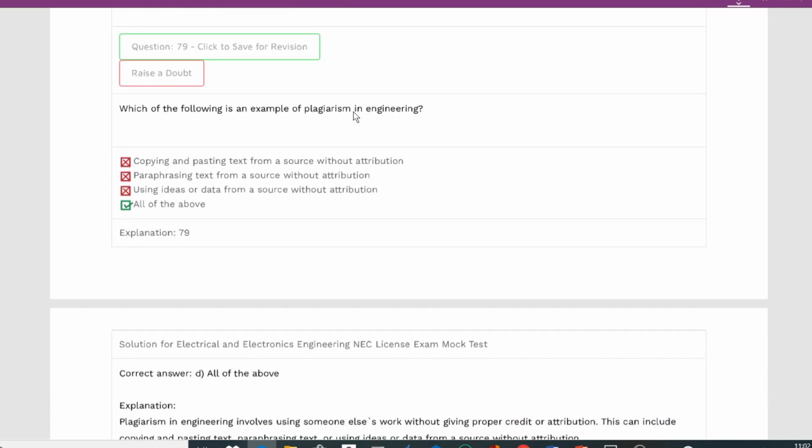Now which of the following is an example of plagiarism in engineering? Plagiarism means copying and pasting text from the source without attribution, paraphrasing text from the source without attribution, using ideas or data from the source without attribution. So here all are correct. So all of the above.